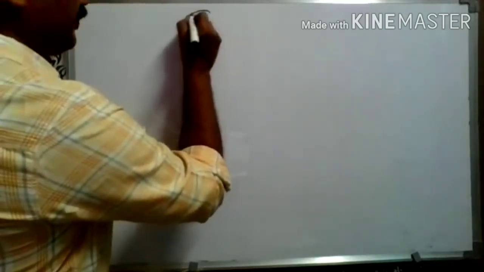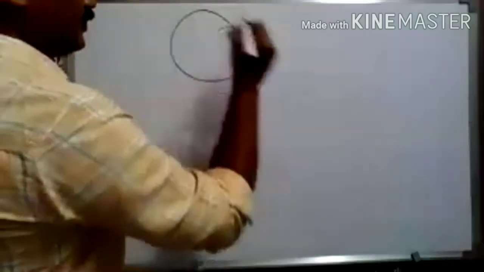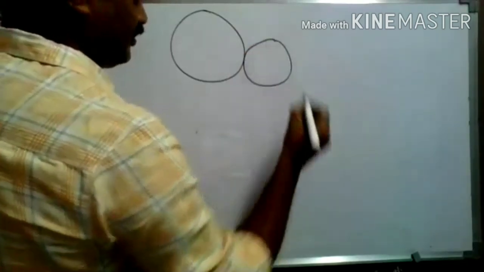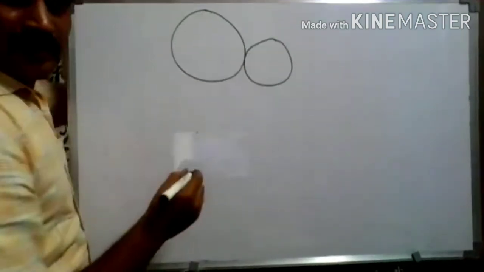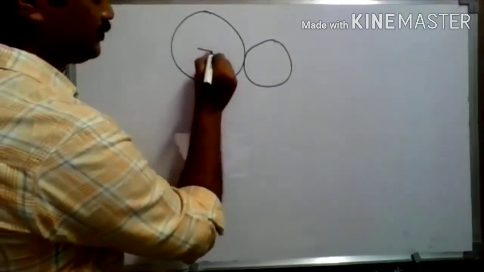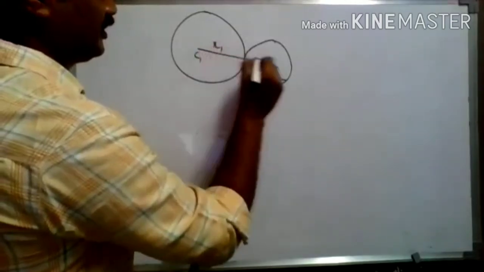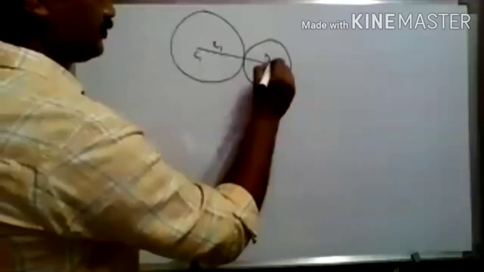Students, this is first circle, S is equal to 0. This is second circle, S dash is equal to 0. Okay, students. This is C1, this is C2, this is R1, this is R2.